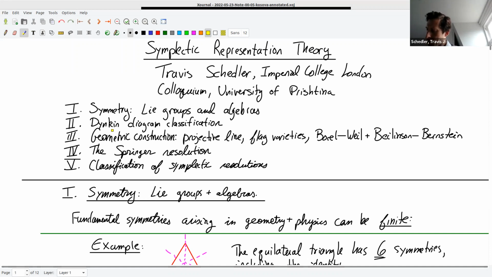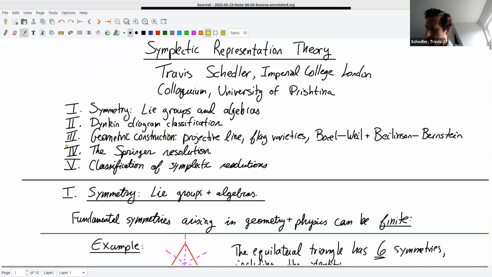Okay, so what am I going to speak about? I'm going to speak about symmetry, first of all. So a little bit about Lie groups and algebras. And I don't know the background of everybody. Does everybody know what Lie groups and Lie algebras are? Or this is a general colloquium, right? So this is a general colloquium. I don't think you can assume that. Thank you. Okay, I will say a little bit about that.